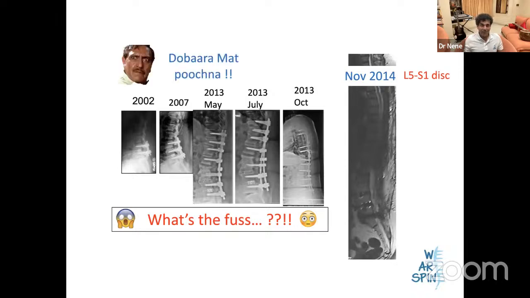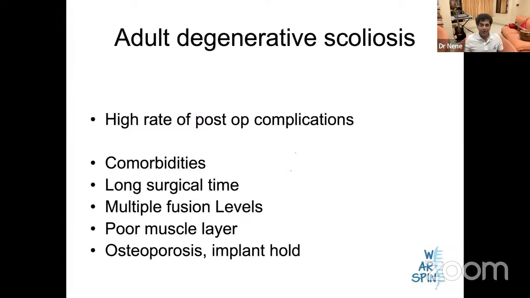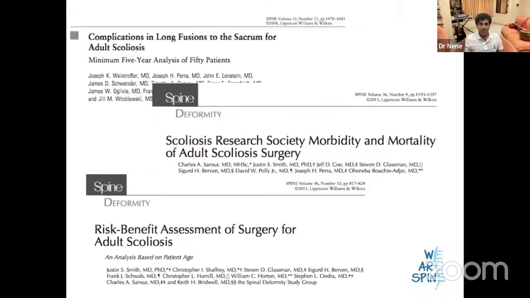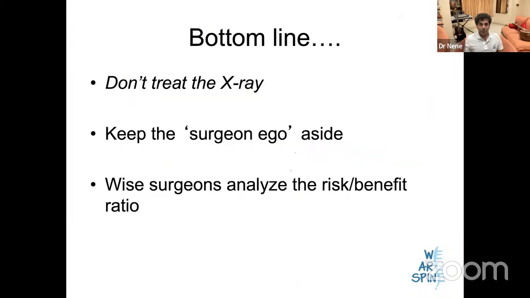So this is a picture just to say that don't trifle with the sagittal parameters in your adult degen scoli surgery. Having said that, adult degen scoli surgery has high rates of post-op complications, and you know, it is a bad operation to do. Worldwide, there's 30 to 40% rates of problems. So the bottom line here is that from what we discussed so far, do not treat the X-ray. Keep your surgeon ego aside. So even if you've left the person with a deformity, as long as you've achieved your target of relieving your symptoms, you should be happy.